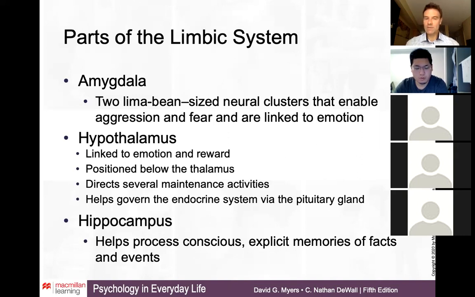Damage to the hippocampus results in loss of memories. So if you have a damaged hippocampus, you might be unable to recall memories of past events. So let's say what happened to you last year on your birthday. Your friends might remember, your family might remember, you will have no access to that information.